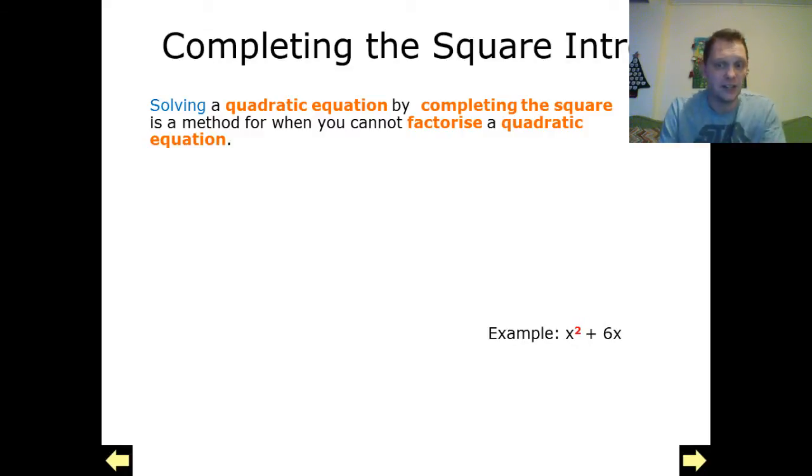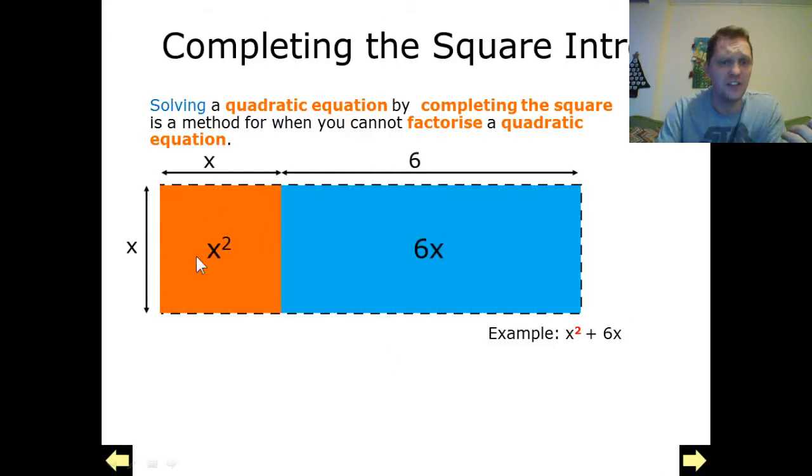For our example that I'm going to use as a visual, we're going to use x squared plus 6x. If I was to use a visual for this, I'd have a square of x by x, which will give me this square here, the x squared, and a length of 6 here, because the 6 times the x will give me the 6x in here. So we've ended up with a long rectangle.